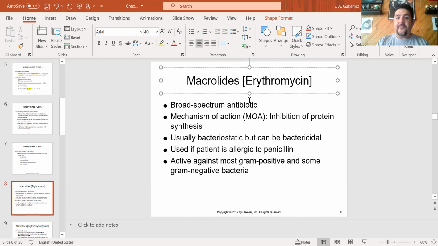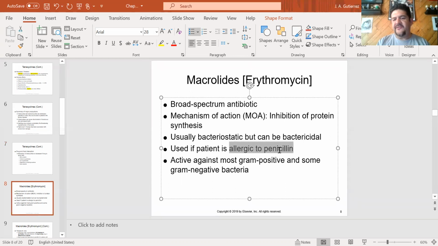Macrolides, especially erythromycin. This is our option when the patient mentions, "Hey, I'm allergic to penicillin," or "I'm allergic to cephalosporins," or any medication that has a beta-lactam ring. Then macrolides are our next best option. And just like penicillins, they're very good against gram-positive and gram-negative bacteria.